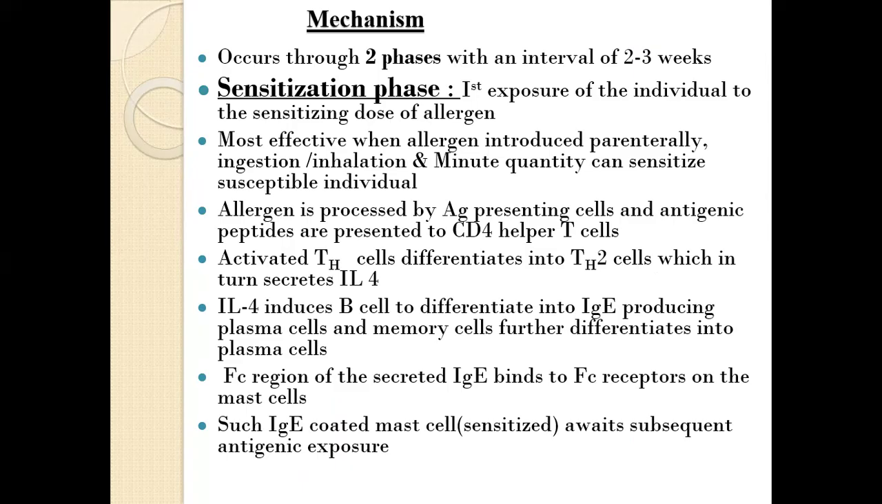So what happens? Activated T helper cells will differentiate into T helper 2 cells, which in turn secrete interleukin 4. This is the crucial step in this phase. Interleukin 4 induces B cells to differentiate into IgE producing plasma cells, that we already said will secrete IgE. The Fc region of the secreted IgE binds to the Fc receptors on mast cells. Such mast cells are called sensitized mast cells, that is IgE coated mast cells that await subsequent antigenic exposure.